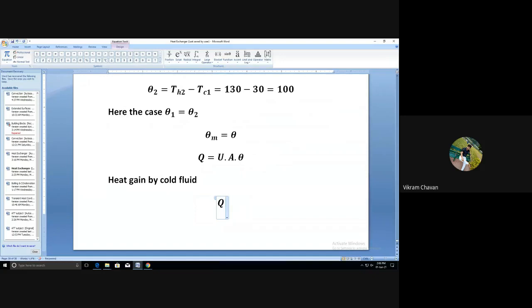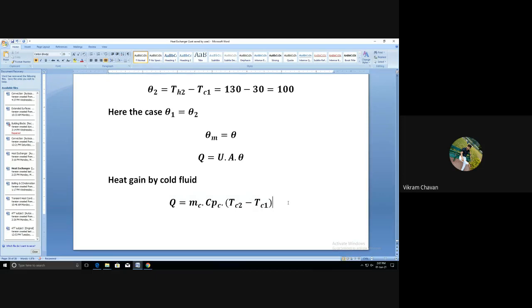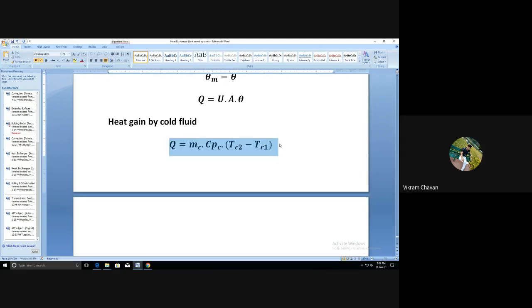Heat gain by cold fluid, how can we write? Q is equal to m dot c multiply by CPC multiply by TC2 minus TC1. So we know m dot c, the mass flow rate, CPC, and TC2 and TC1 also. So we can calculate Q.